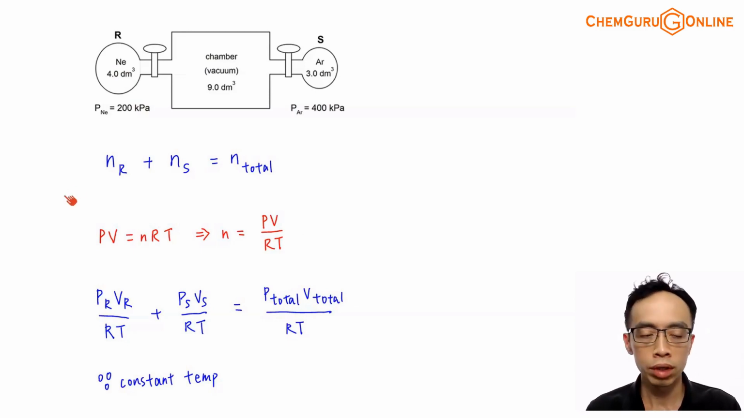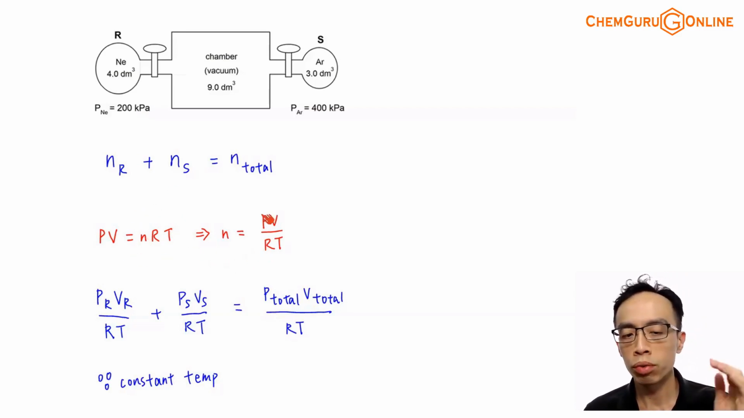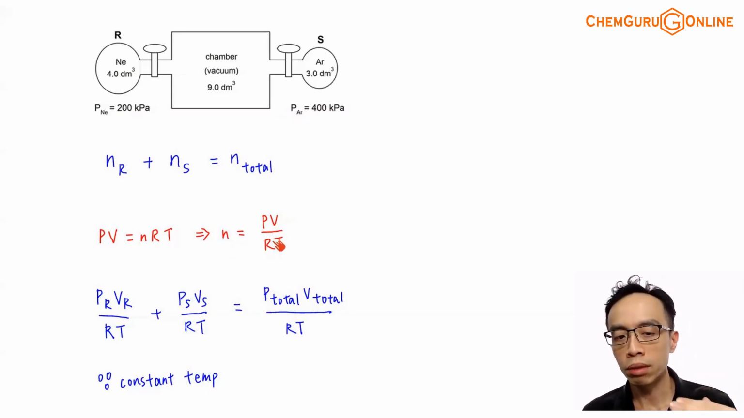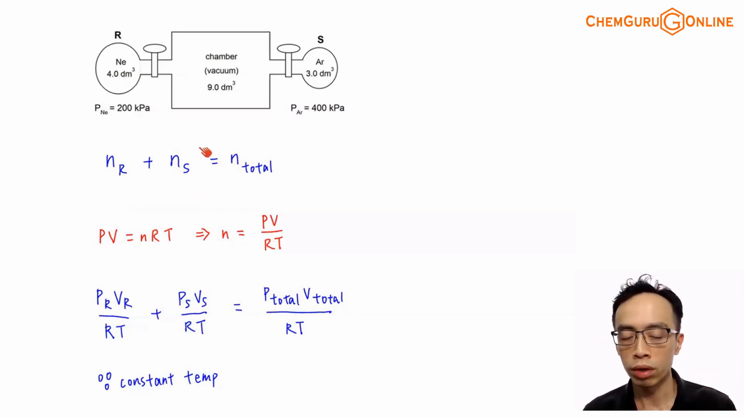The ideal gas equation is PV = nRT: pressure times volume equals number of moles multiplied by gas constant R multiplied by temperature. I'll rearrange this in terms of number of moles. Number of moles equals pressure times volume divided by gas constant R and temperature. I can substitute this term, n = PV/RT, back into this equation.